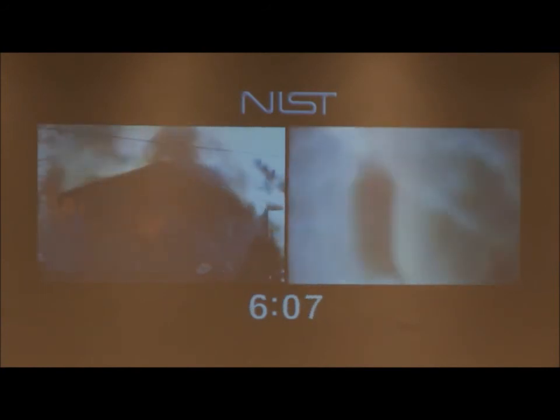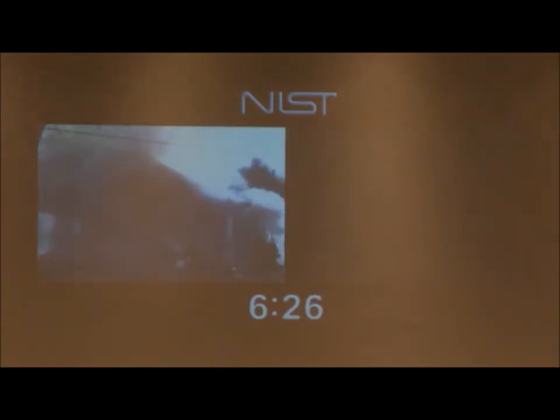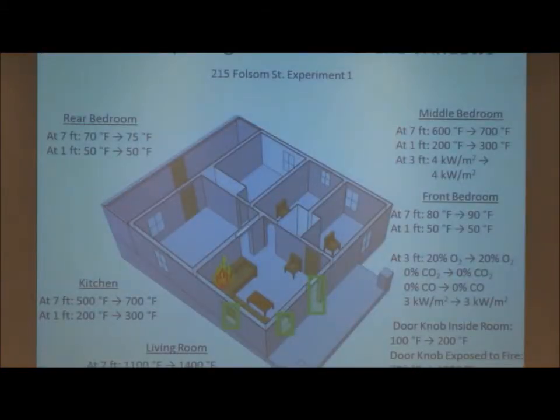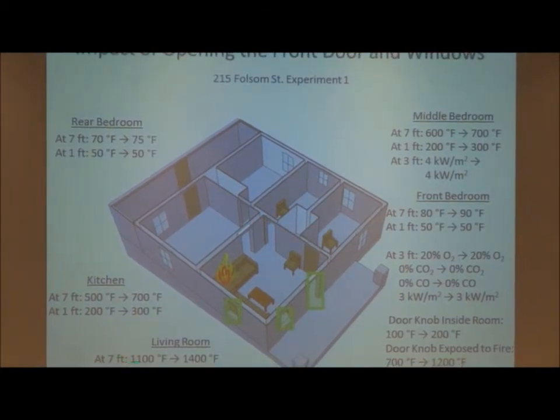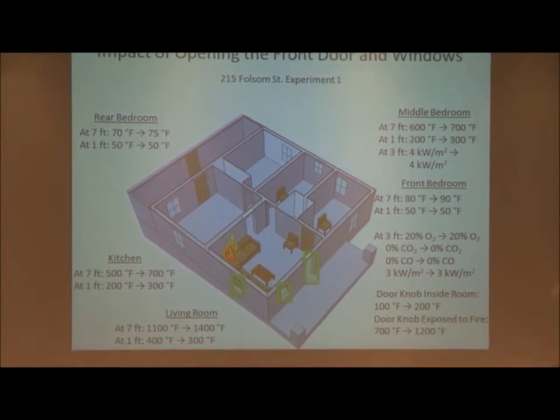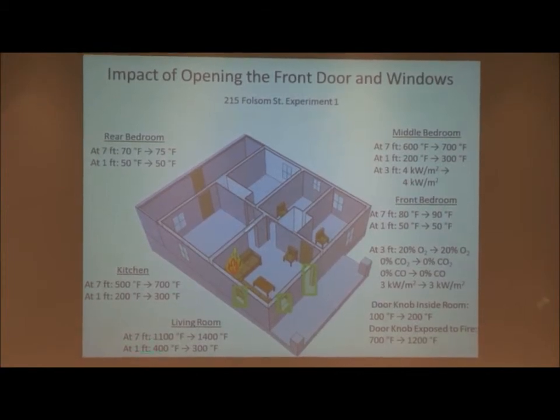Watch how the small amount of water, this is from a straight stream, that actually goes into the fire compartment, right there. What did it do to the fire? Darkened it down. So here's the impact of opening the door and having the two windows open. The living room at the ceiling goes from 1,100 to 1,400. Notice that where our thermocouple array is right here, in front of the door, in between the door and the sofa, the temperature at 1 foot drops a little bit. That's because that fresh air is coming in low and dropping the temperature from 400 to 300.